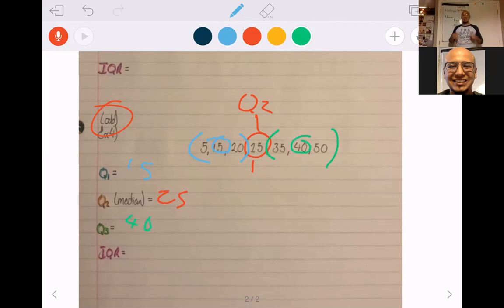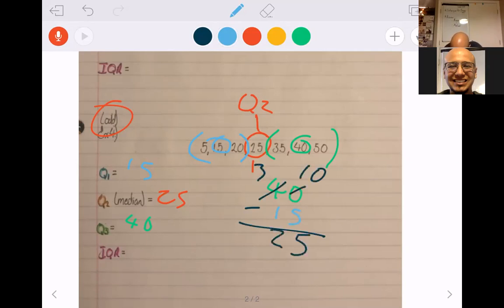So now my interquartile range is simply going to be 40, which is Q3, minus Q1, which is 15. And when we work that out, we get that our IQR is 25. Our interquartile range is 25. That's pretty much it, ladies and gentlemen.